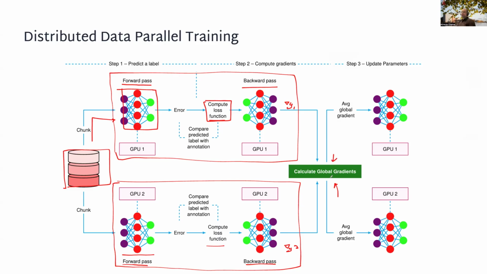So what was the operation that each node should perform here to calculate this global gradient? Can anyone answer me?